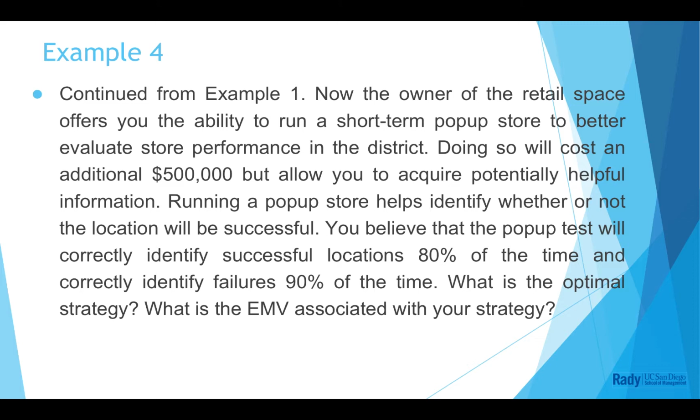Example 4 is continuing from example 1. But we have a new option, doing a pop-up store, besides open or not open a new store. Since it's like a test, it cannot reveal the market perfectly, which means even if your pop-up store is successful, you might still fail in the real store. That is where the imperfect information comes from.